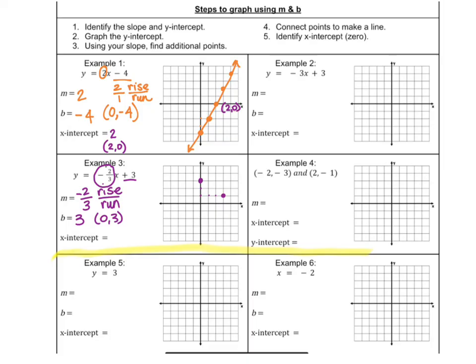For this point, I've chosen to go down 2 and then to the right 3, but I can also, from that very same point, from my y-intercept, go up 2 and then to the left 3. Notice how both points fall on the line, right? They make a nice, pretty line.